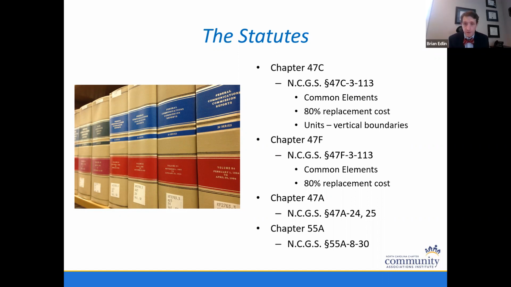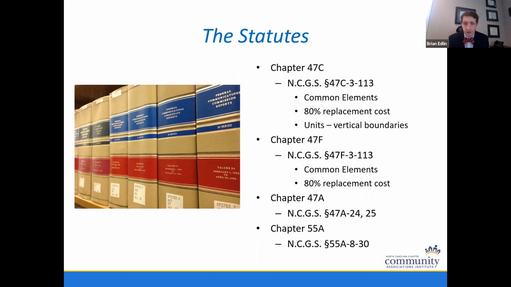The insurance that is required under 47C is 80% of the replacement cost of the insured property at the time the insurance is purchased. So what does that mean? It means that you have to have a valuation of the value of the property. And so Andrew will talk about that as well. But the statute requires insurance in the amount of 80% of the replacement cost of the insured property.